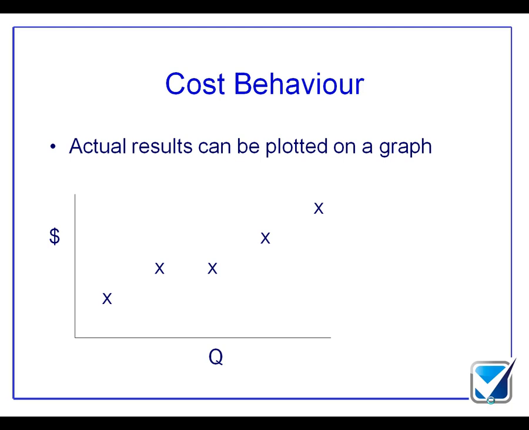So now what we need to do is find out how we can identify that relationship, and then once we've identified it, we can try to predict future costs based on our levels of quantity of production. Okay, that sort of makes an element of sense.